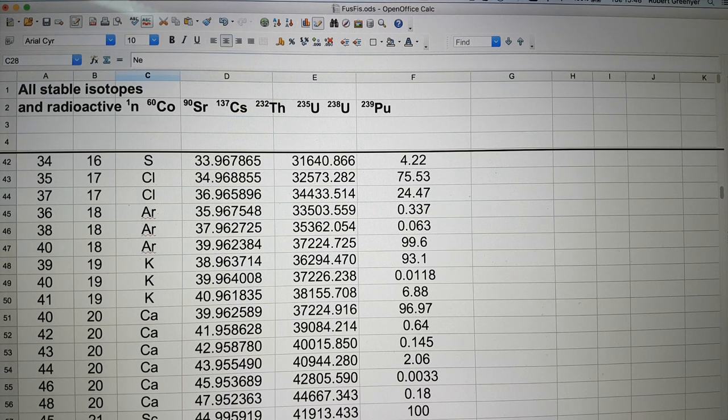This video is a brief overview of Alexander Parkhomov's Fission Fusion Excel spreadsheet, which I have open here in OpenOffice. It also works in LibreOffice and it is available from the author.